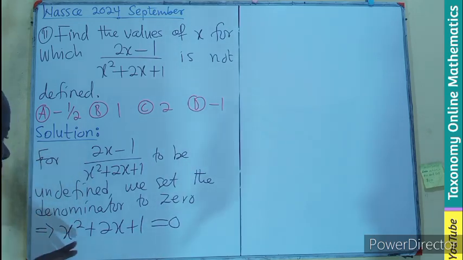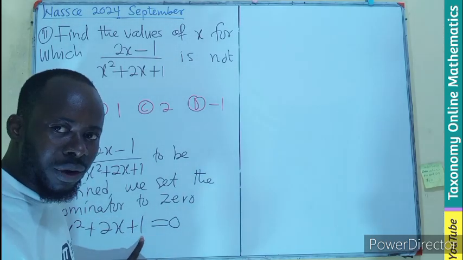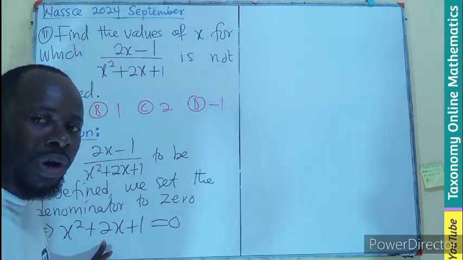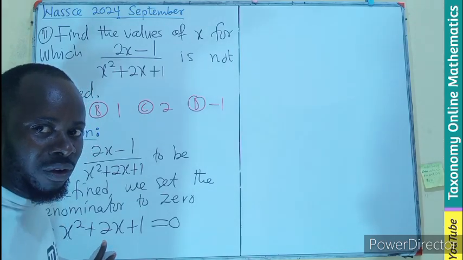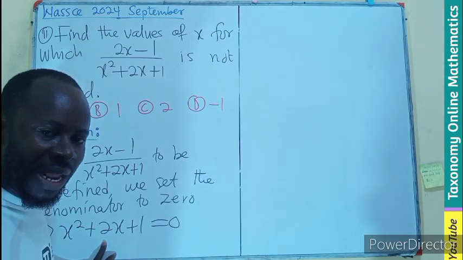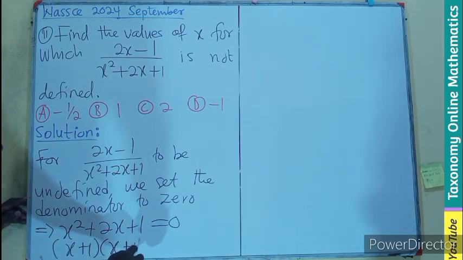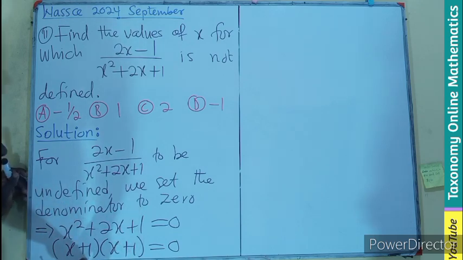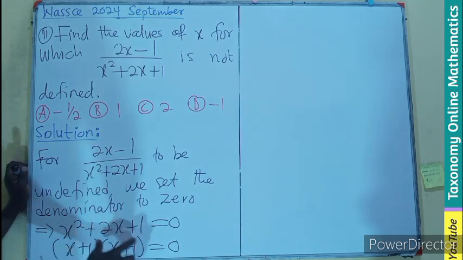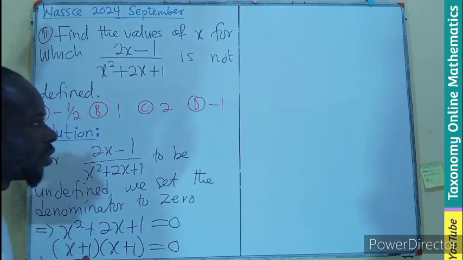But let's solve it. We find the factors of 1 which, when we add, we get 2. Obviously, the factors of 1 will be 1 times 1, and 1 plus 1 is 2. So we are going to have (x plus 1)(x plus 1) equals 0. Why so? The 1 and 1 are the factors. If you expand, you come back to the top.